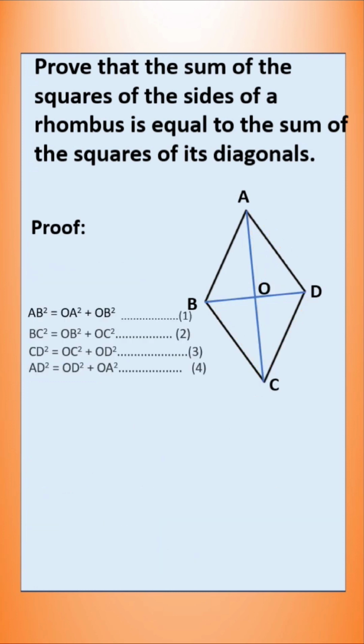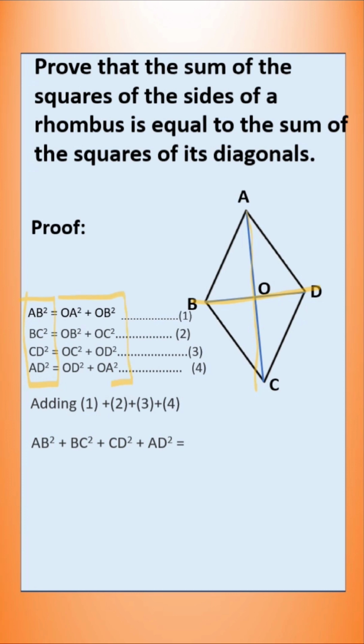Since we want the sum of the squares of the sides, now let us add the equations. Okay, now let us add equation number 1 and 2 and 3 and 4. So in LHS we get AB square plus BC square plus CD square plus AD square. In RHS OA square plus OB square plus OB square plus OC square plus OC square plus OD square plus OD square plus OA square.